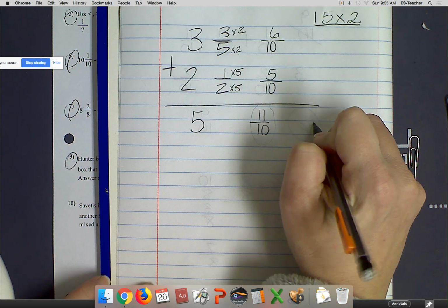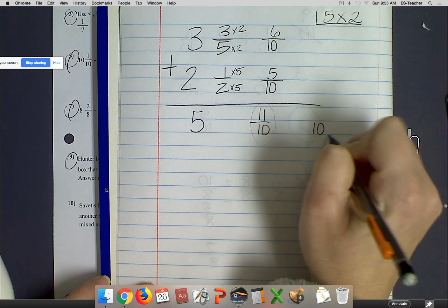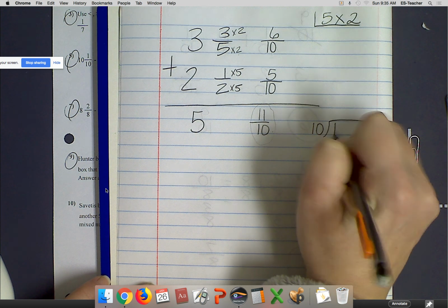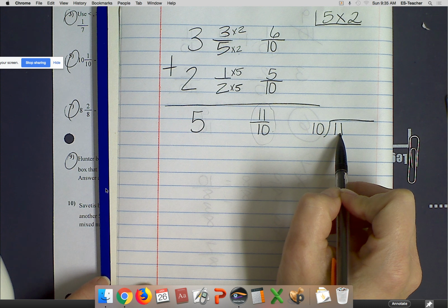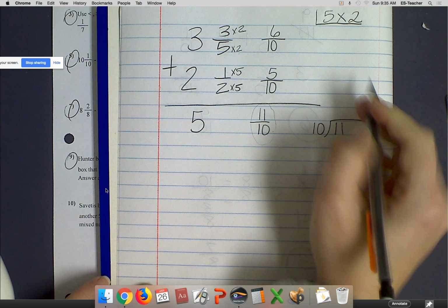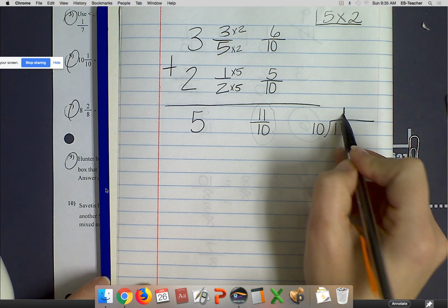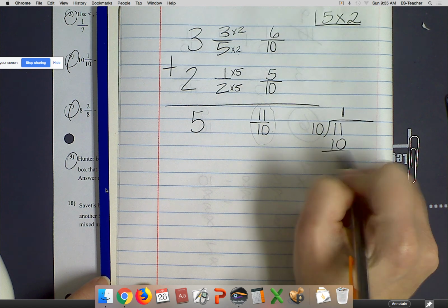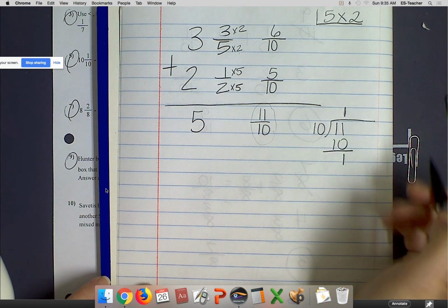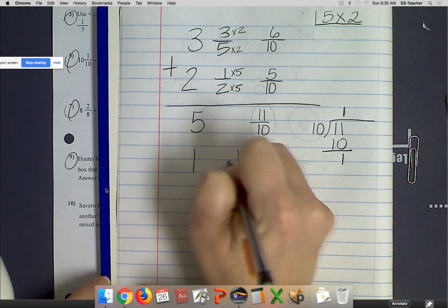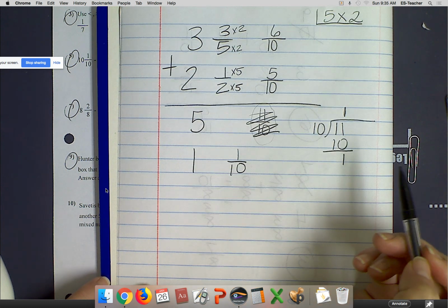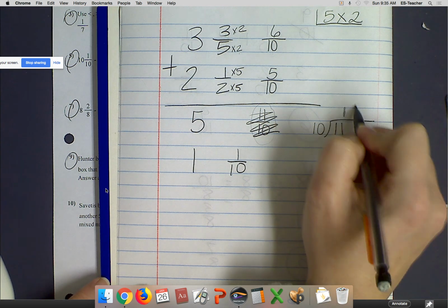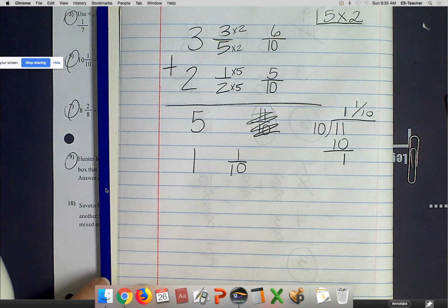So remember my dog denominator goes outside, and the 11 is going to go in the house. So 10 goes into 11 one time. And then 1 times 10 is 10. And then I have 1 left over. So I have 1 1/10. So now this is no longer 11/10. I've gotten rid of that. It is 1 1/10. Okay?